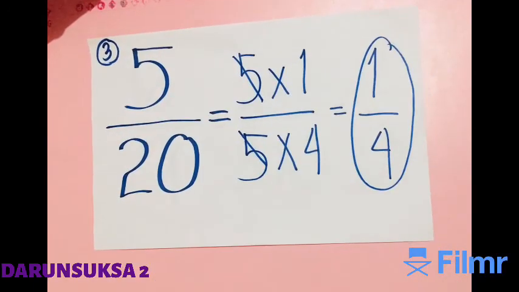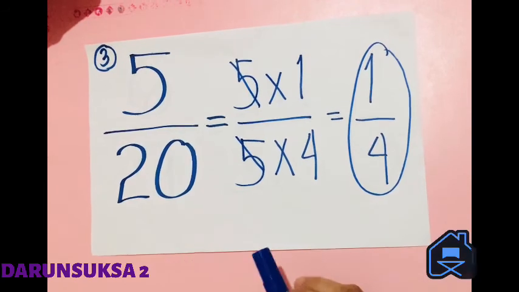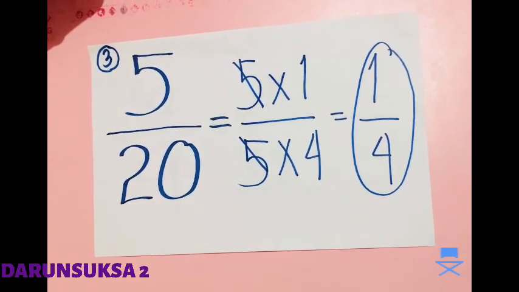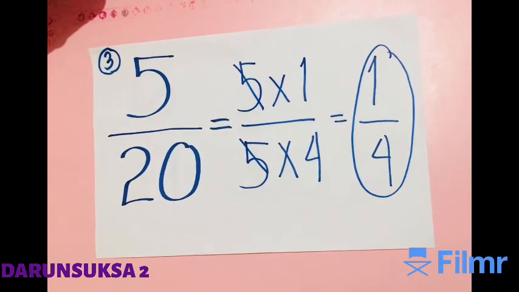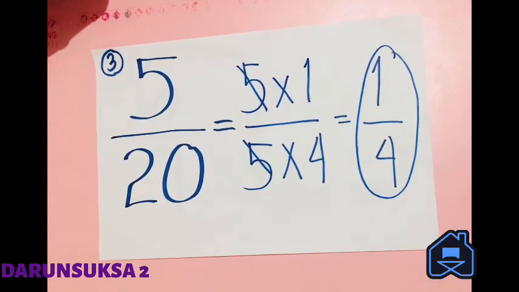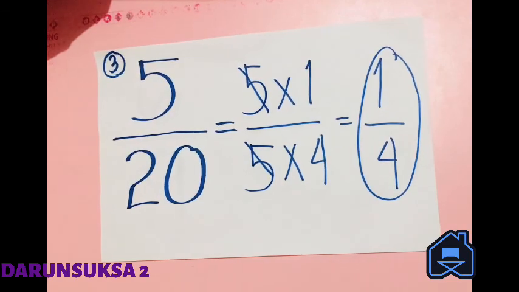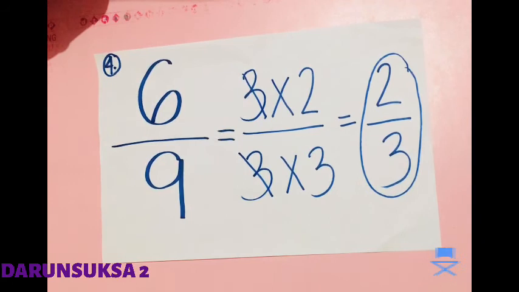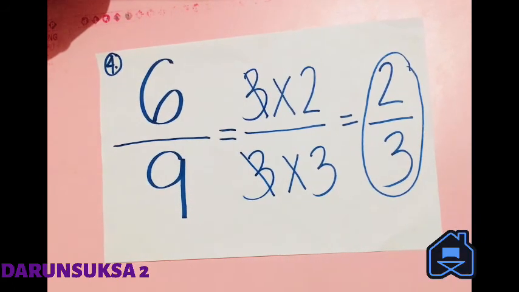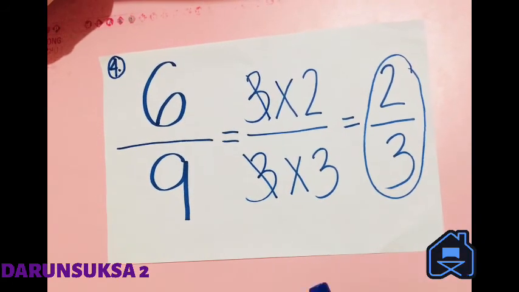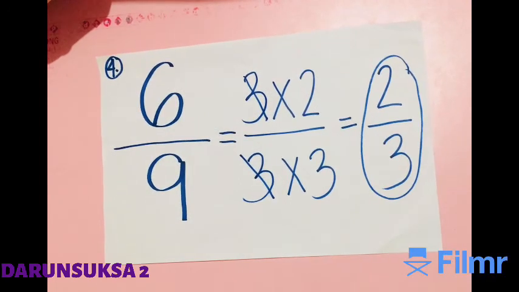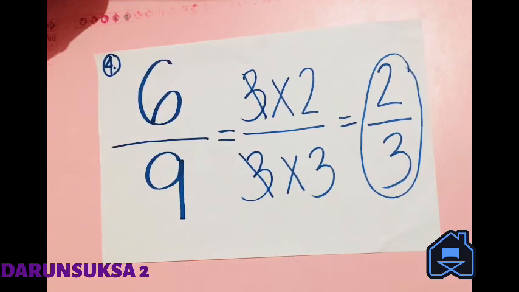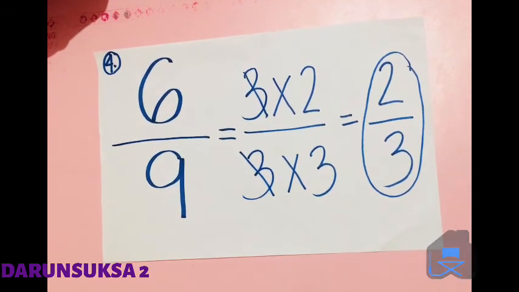Number 3, 5/20. So the answer for 5/20 is 1/4. The last one is 6/9. So the simplest form of 6/9 is 2/3. Okay?